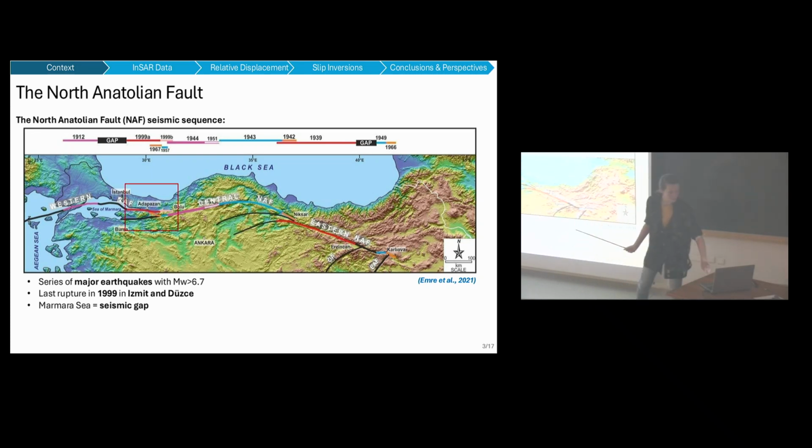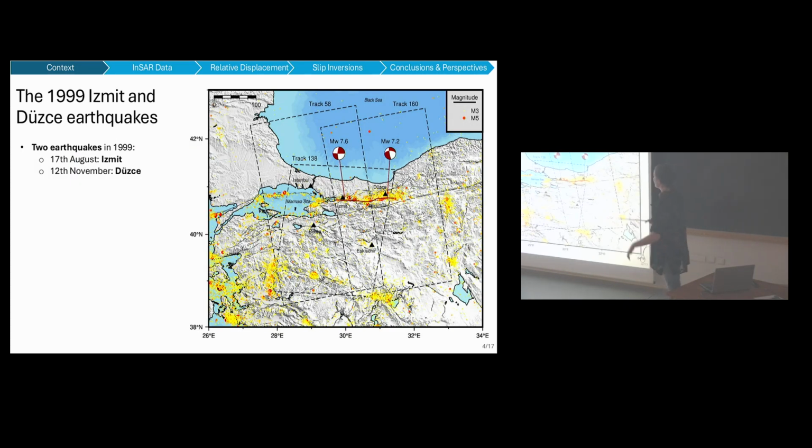So if we zoom in, here you have a map with the earthquakes since 1999, and you have in red the rupture caused by both earthquakes. The coseismic and post-seismic deformation have been widely studied for these earthquakes, and we will try to understand what is happening along the Izmit segment, which is just here. The idea is to see what is happening 20 years after the earthquake.